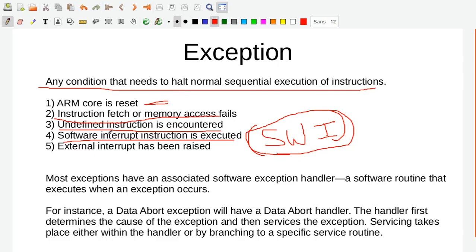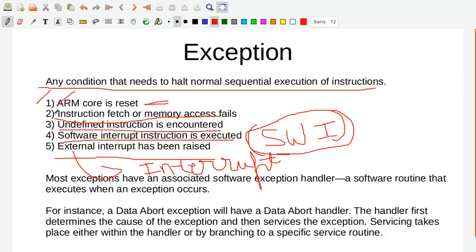Or any external interrupt has been raised. This external interrupt is what we call the interrupt itself. An interrupt is definitely a special type of exception, so do not get confused. It could be any of the other conditions also. I have listed some 5 conditions here.